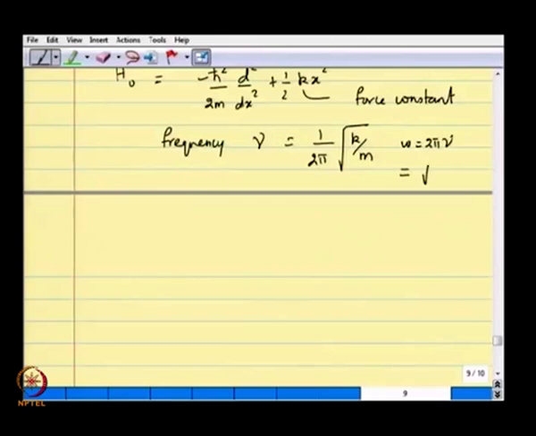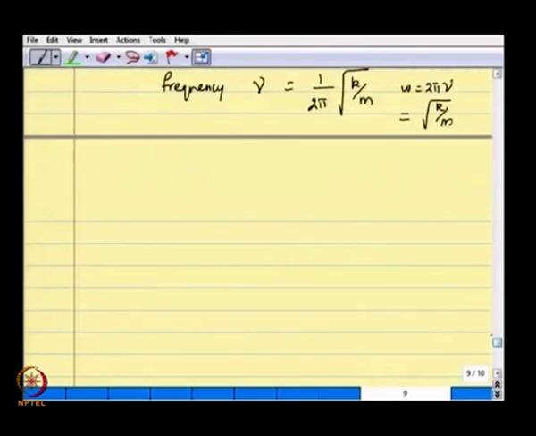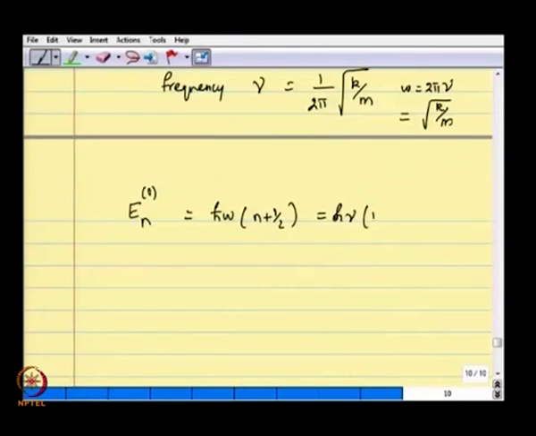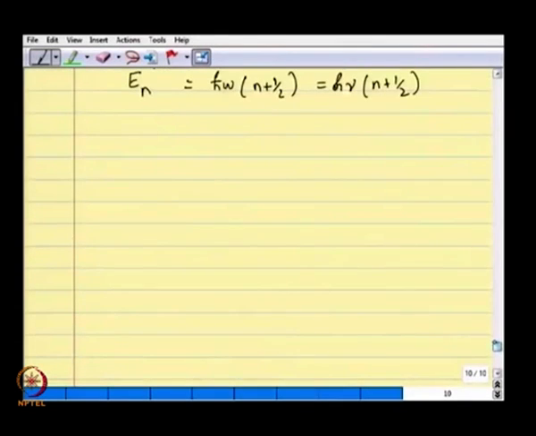The angular frequency squared is equal to k by m. Okay, recall these results, and the 0 order energy E n 0 is h bar omega times n plus a half, where n is the quantum number, which is equal to h nu times n plus a half, depending on what unit of energy or frequency that you use. N goes from 0, 1, 2, 3, etc. And therefore, you see here the index takes 0 as the starting value. This is the lowest energy. Okay.